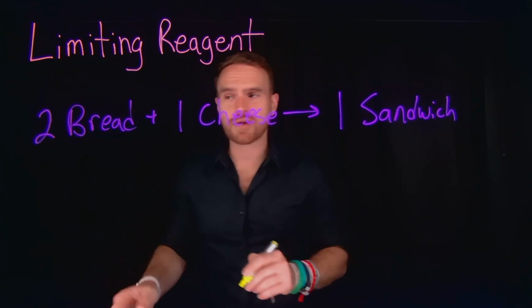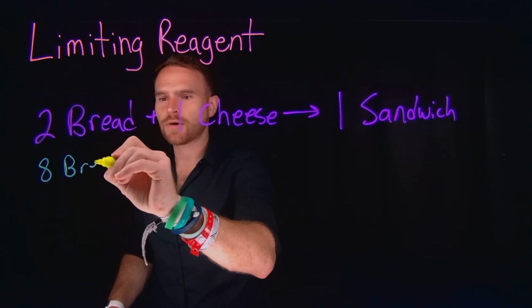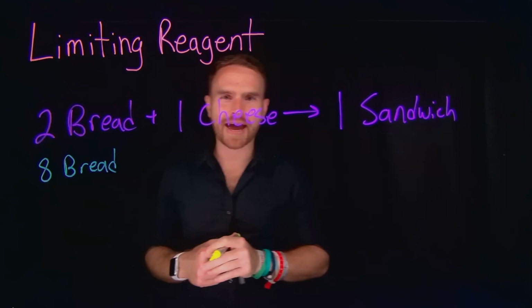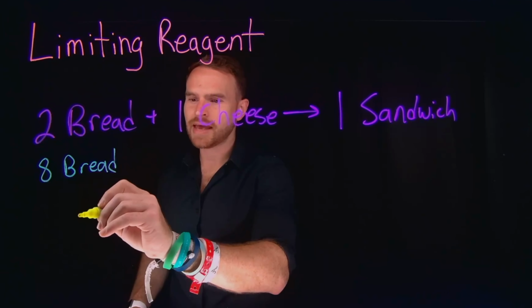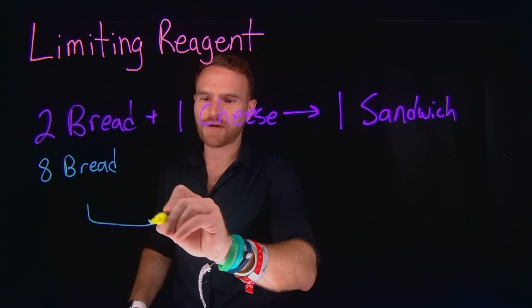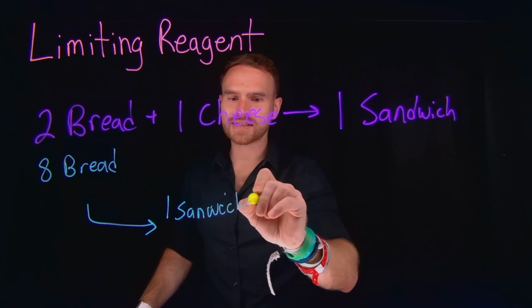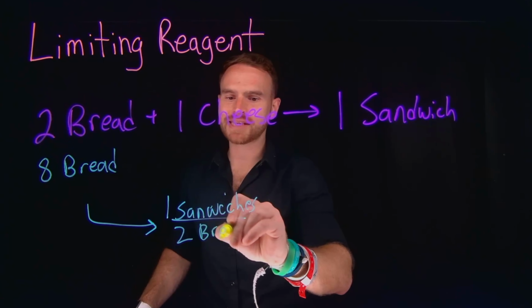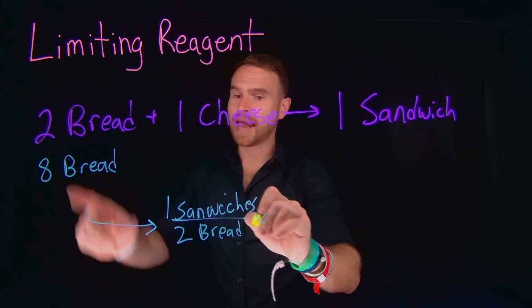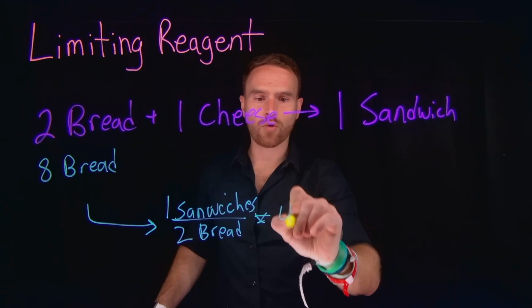So if I go into the pantry and I see that I have 8 pieces of bread, then I can figure out, based on how many pieces of bread I have, how many sandwiches I can make. So let's say that I have 8 pieces of bread and I use the stoichiometric factor that I can make 1 sandwich for every 2 pieces of bread, and then I can find out that I could potentially be making 8 times 1 divided by 2, which is going to be equal to 4 sandwiches.